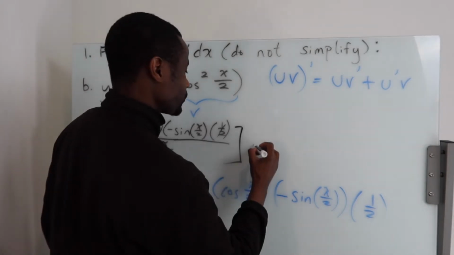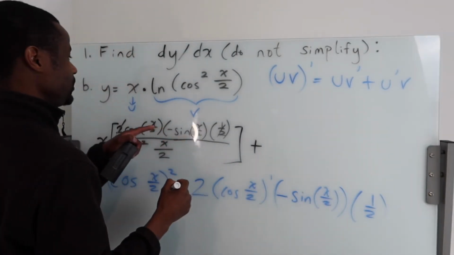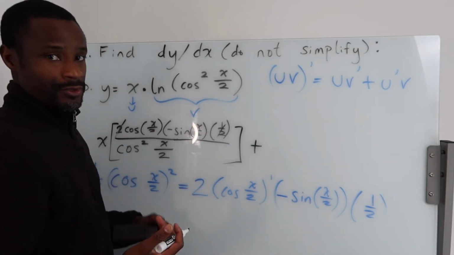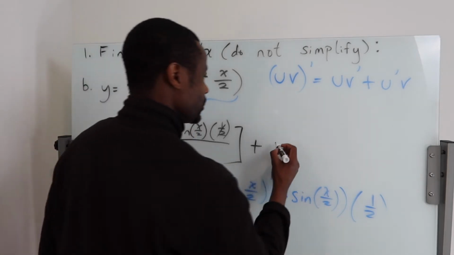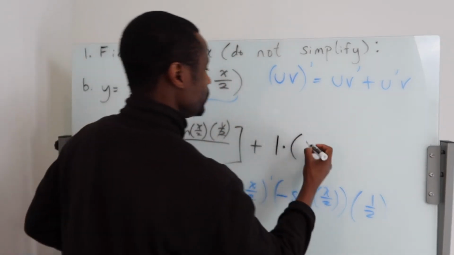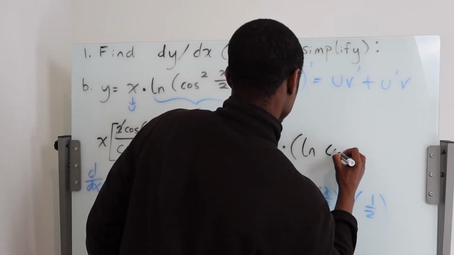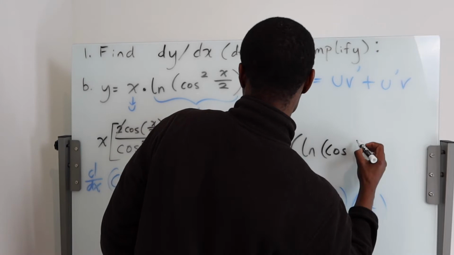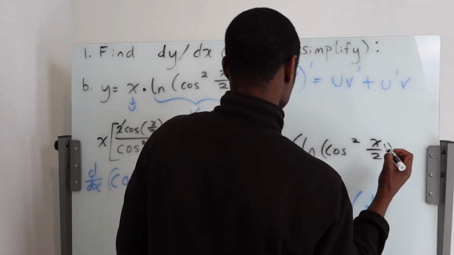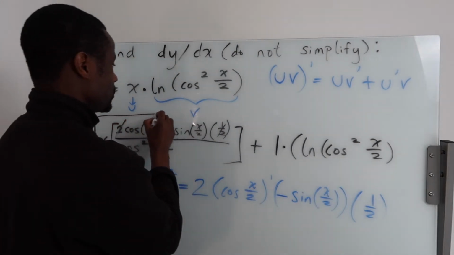Now, plus u prime v. So our u is x. Derivative of x with respect to itself is just 1. So it's just going to be a 1 times v, the whole quantity. We don't have to bother doing anything except writing it: natural log of cosine squared x over 2. And we're told not to simplify, so there's our final answer right here.